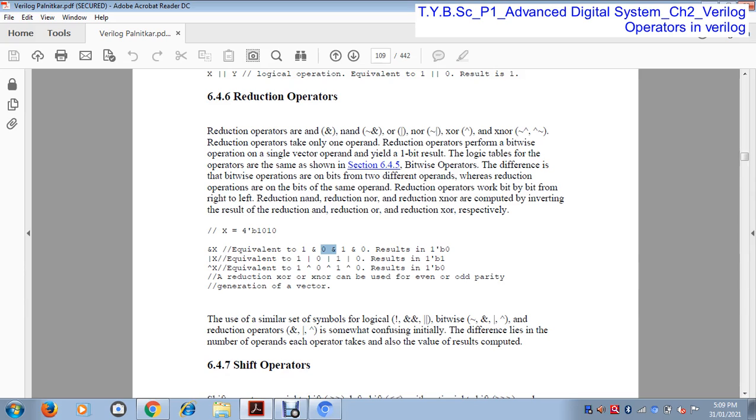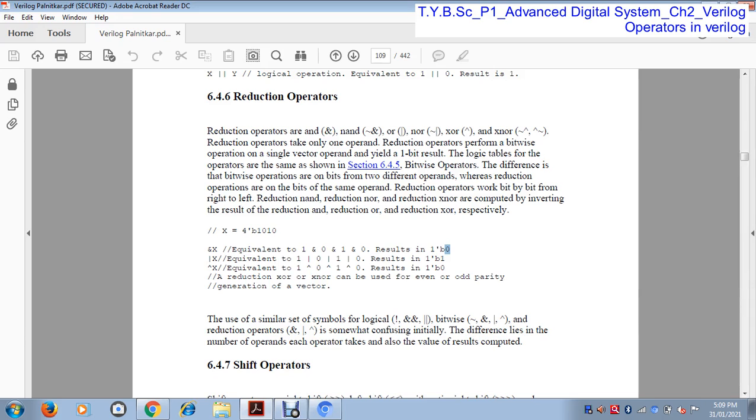Now after the reduction AND operator is used, the size of x is 1 bit. Here the size of x is 4 bit, here the size of x is 1 bit. So that means it is a reduction operator. Here we perform the reduction AND operator. Now here we perform the reduction OR operator.